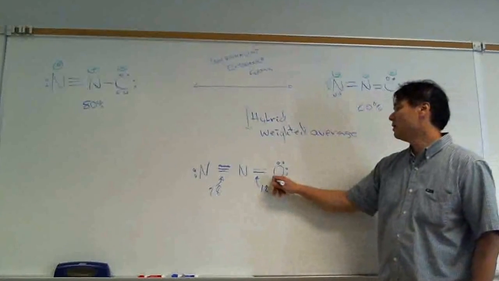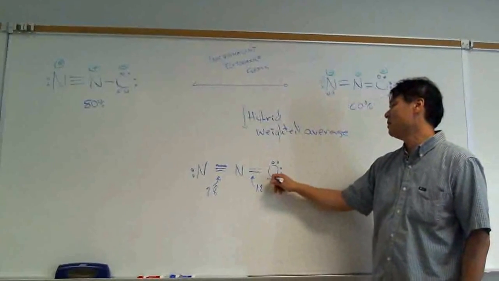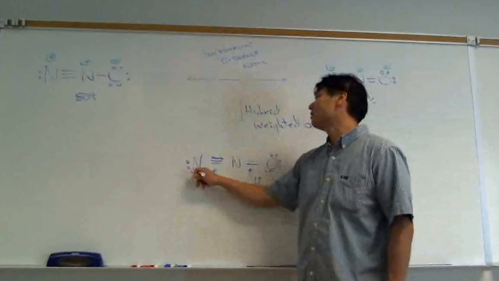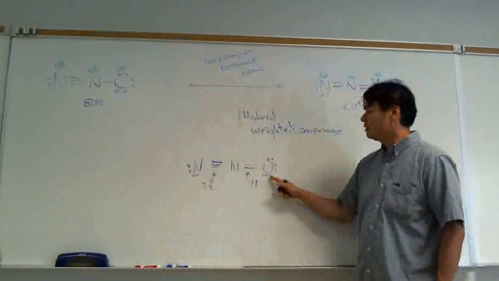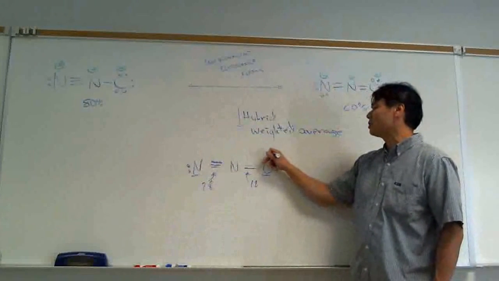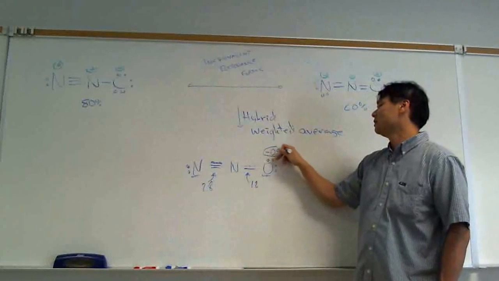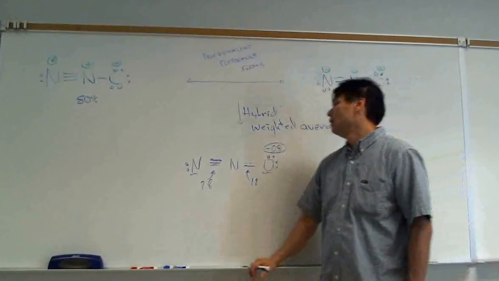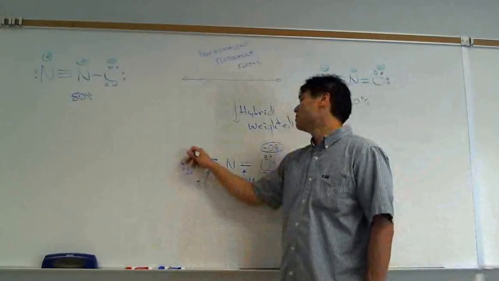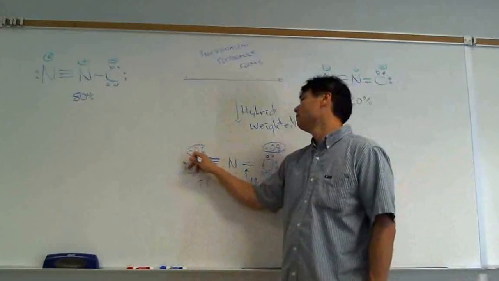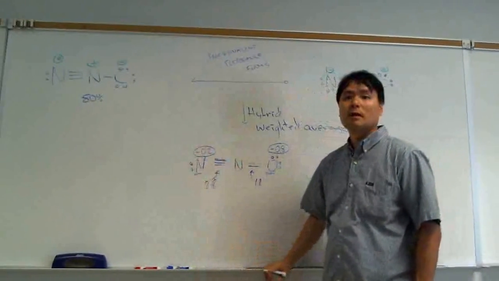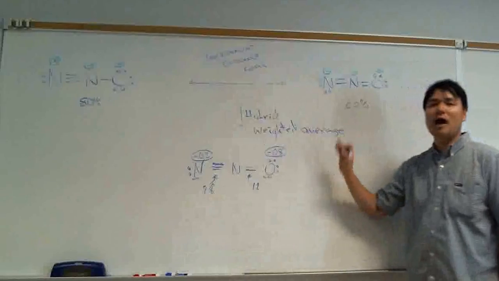And then the lone pair is going to be floating. 80% of the time the lone pair is here, 20% of the time the lone pair is here. If the lone pair over here is 80% of the time, then the charge over here is going to be minus 0.8 for 80% of 1. Over here the charge is going to be minus 0.2. This is for an 80-20 hybrid.